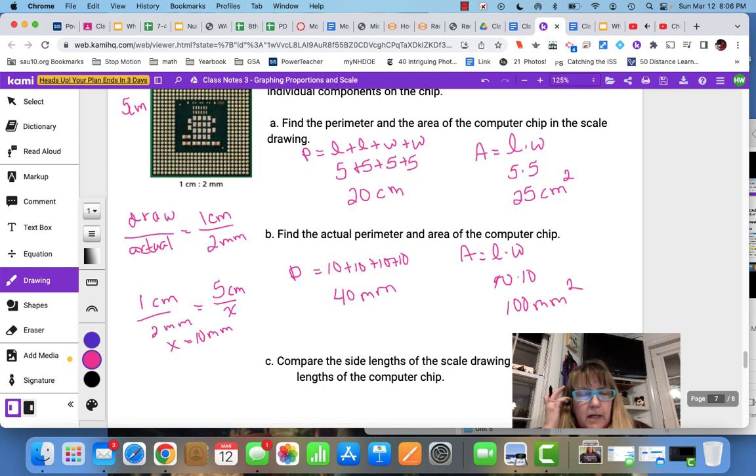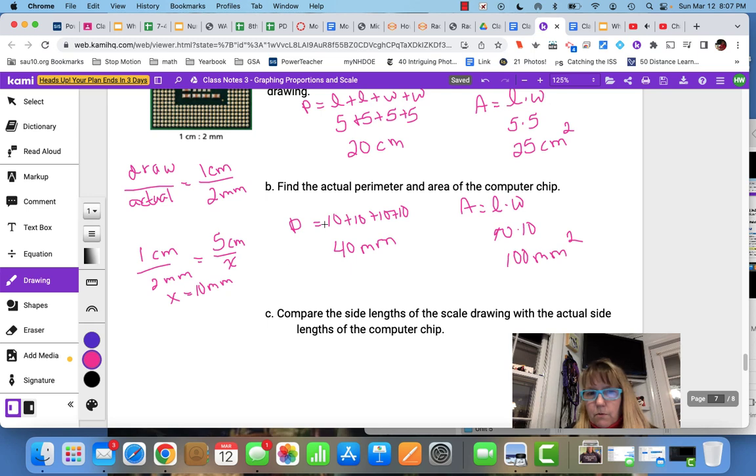So it says compare the side lengths of the scale drawing with the actual side lengths of the computer chip. So we know that it is 5 centimeters per 10 millimeters.